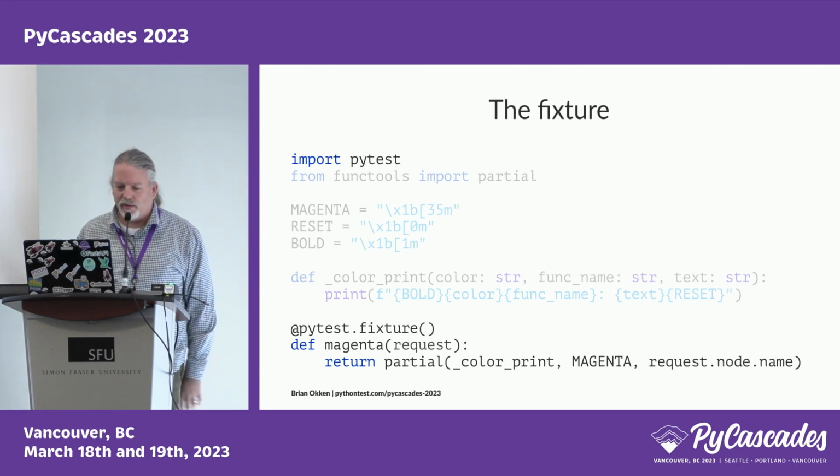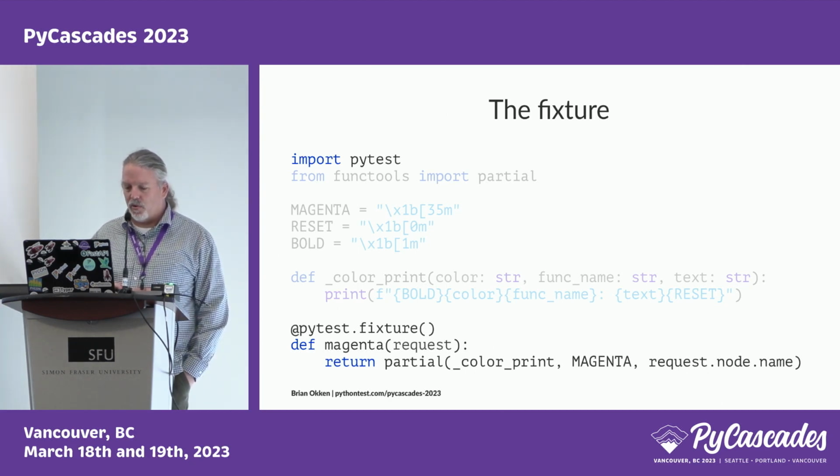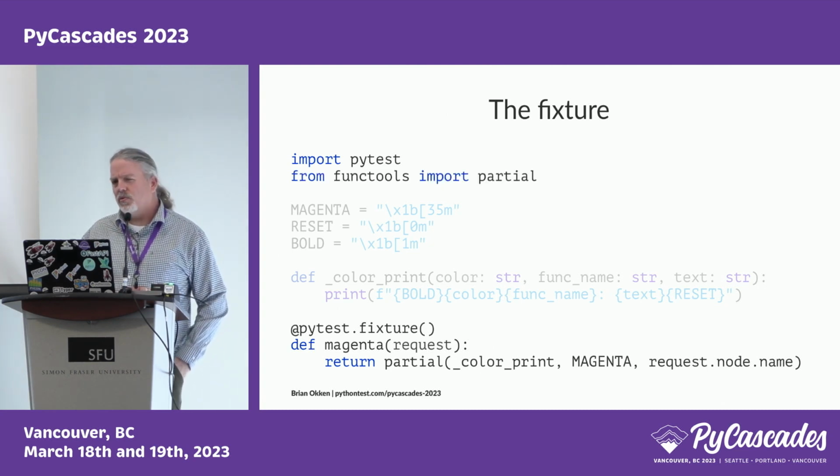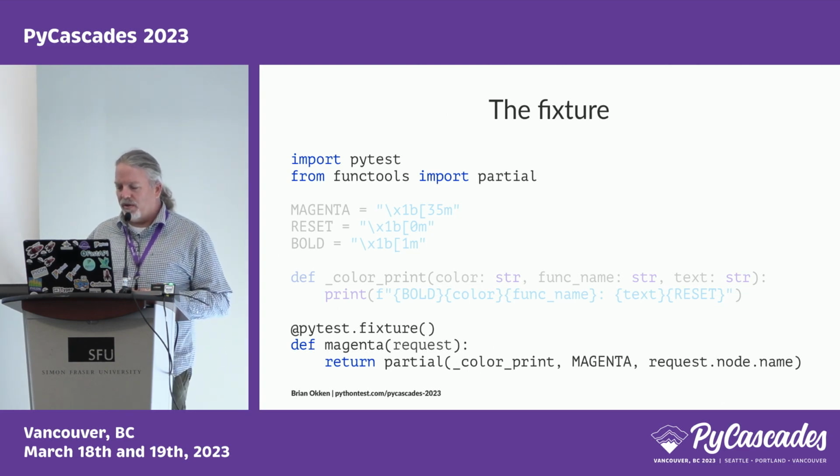Here's the code for it. I import pytest, and I just have the magenta function that has a pytest fixture decorator, and I'm returning something. Specifically, I'm using functools partial so that I can have a partial binding to a function. And the function I'm binding is color print, and I'm passing in magenta, which happens to be this ASCII key sequence, which I just learned about recently. They're fun things to play with.